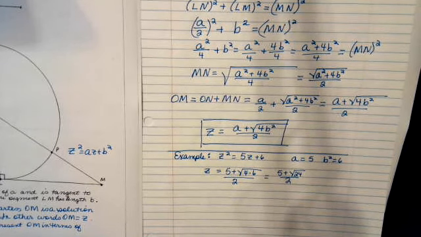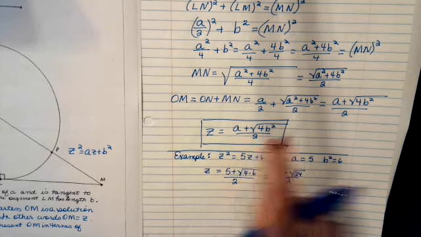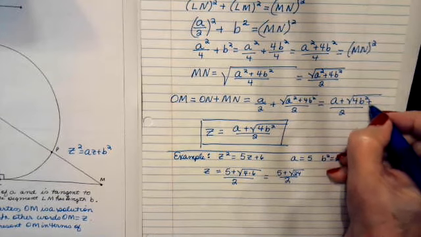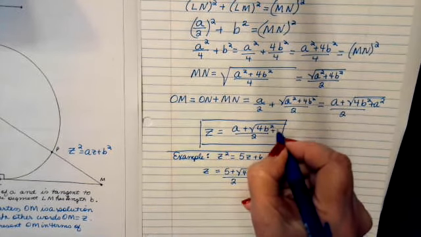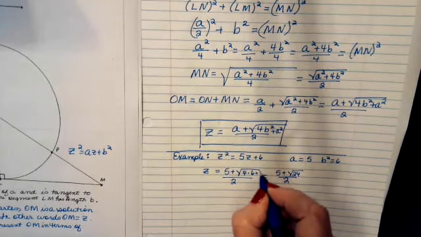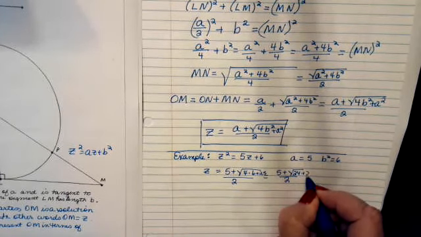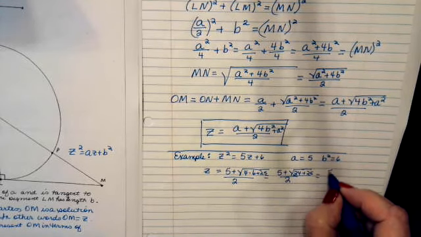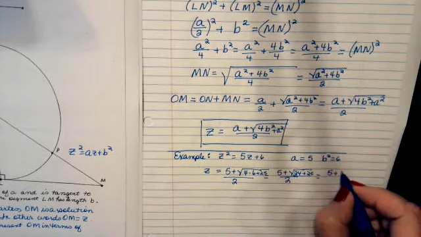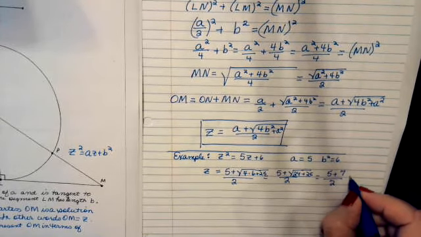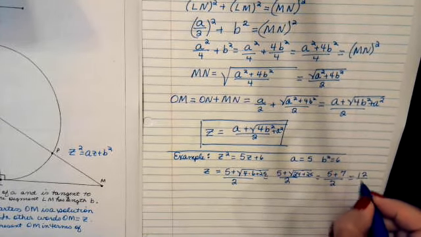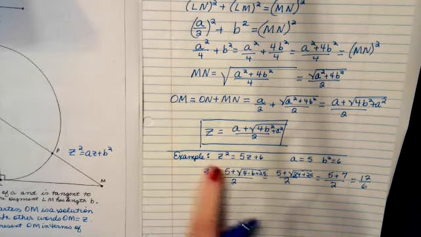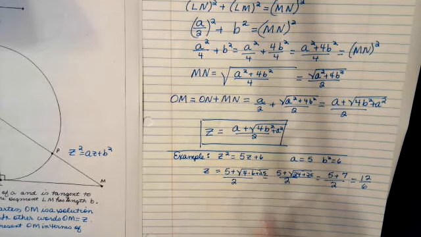And no, wait a minute. I forgot to add the A squared here. A plus the square root of A squared plus 4B squared, so put A squared there, put A squared here, put plus 25 here, put plus 25 here. Wonder why that didn't turn out right. So I've got 5 plus the square root of 49 is 7. 5 plus 7 is 12 over 2 is 6. Sure enough, Z is 6. 36 plus 30 equals 30 plus 6. That works.